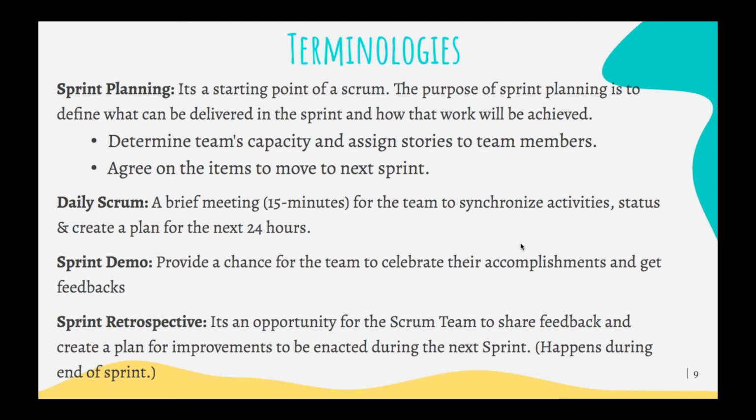And sprint retro. It's an opportunity for the Scrum team to share feedback and create a plan for improvements. It usually happens at the end of the sprint, where everyone shares feedback on what went wrong and what needs to be improved. Then usually they take about 3 points from the list of feedback that would be considered for future sprints to see any further improvements.